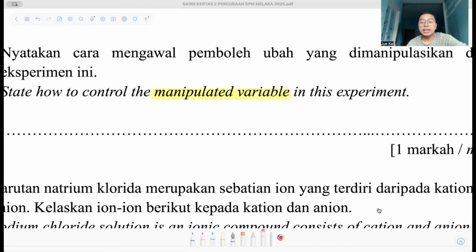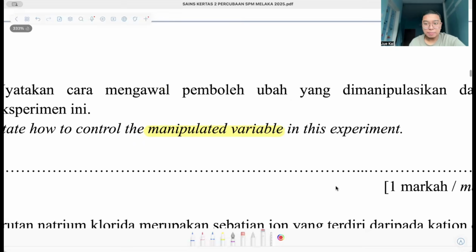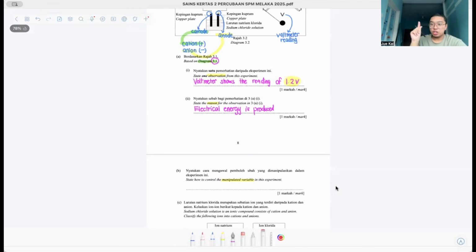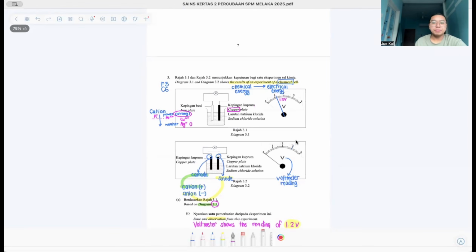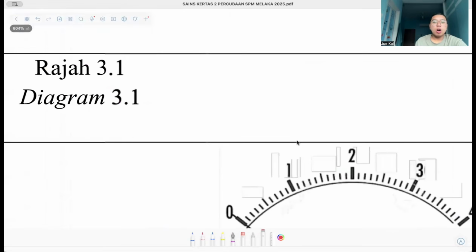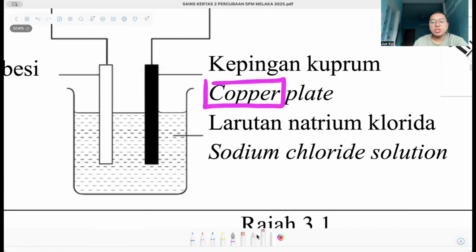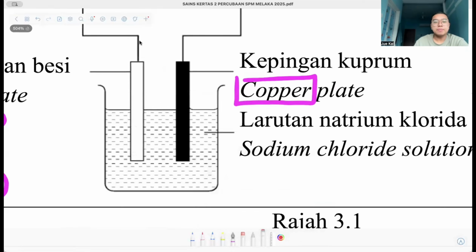Okay, so manipulated variable means I can change. I can, as I like, use anything. And you can get it from the question. Let's see. You don't trust me, you see. I said change, right? Let's see. You see, originally, what do I use here? Iron plate. Am I right?